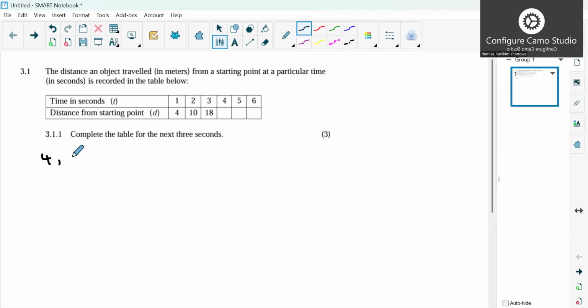So basically, the time represents our n, the position. What is going to be our third term? It's 18. So it creates a certain pattern. We're supposed to determine the next 3 terms: term number 4, after 4 seconds, then 5 and 6. That's what we are tasked with.